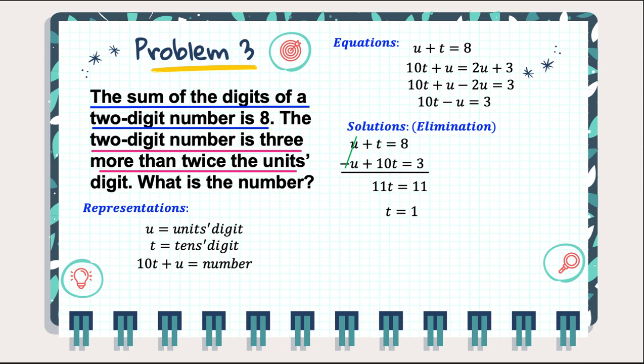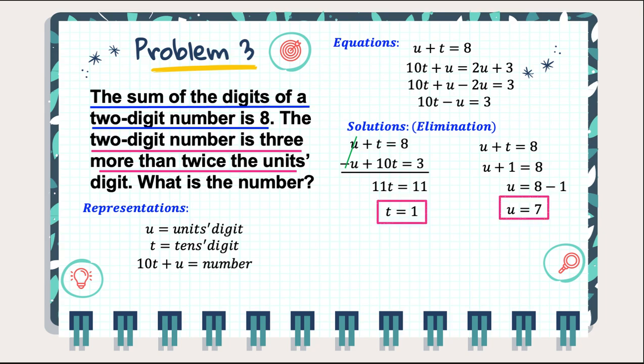And then, to get the value of u, I can use the first equation, which is u plus t equals 8. I will substitute t and make it 1. So that will be u plus 1 equals 8. Transpose 1 to the other side of the equation, so u equals 8 minus 1. Then simplify. So the value of u here is 7.